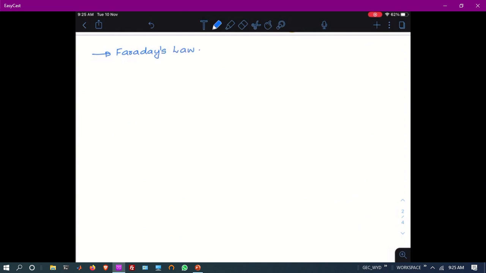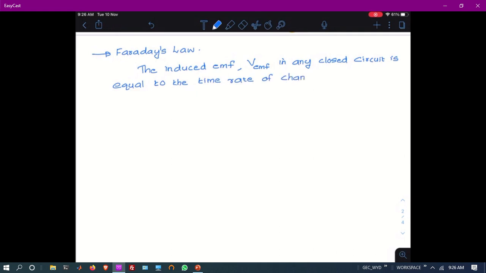It states that the induced EMF, which we call V EMF, in any closed circuit is equal to the time rate of change of magnetic flux linkage by the circuit.